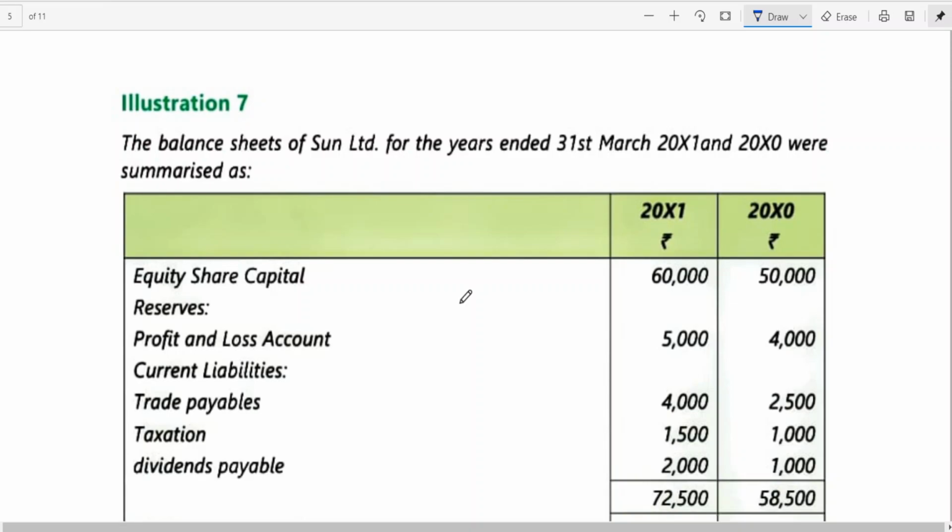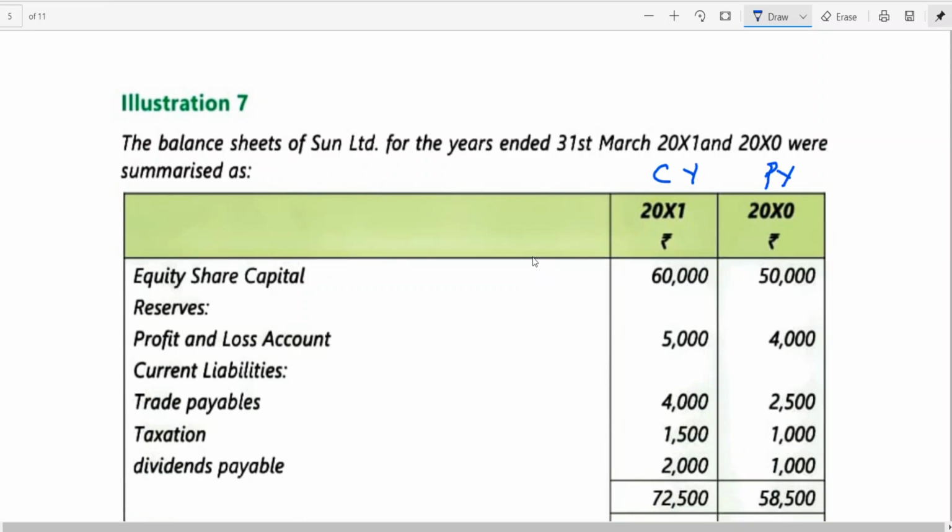Okay, 2011 rupees they have given you, 2012 they have given to you, right? Now equity share capital we got 60,000, 50,000. So I think you can see the difference. Equity share capital, unless something is given, it's clear. This is previous year, this is current year.